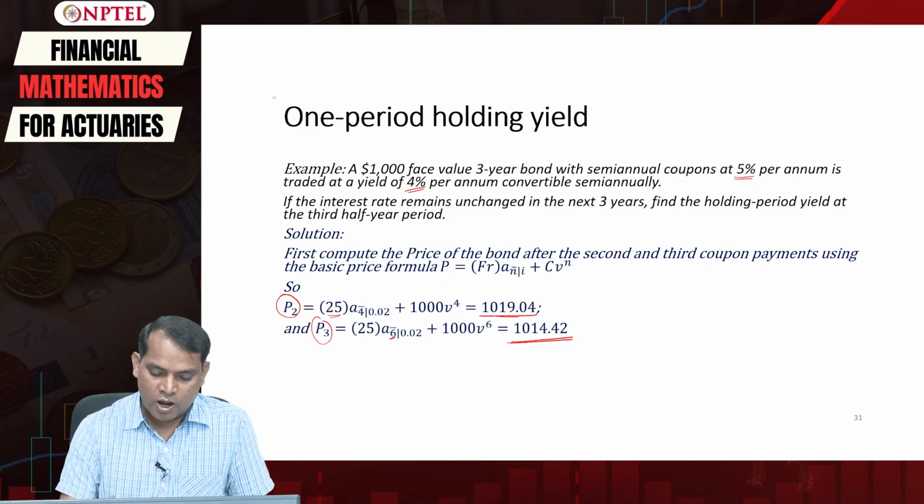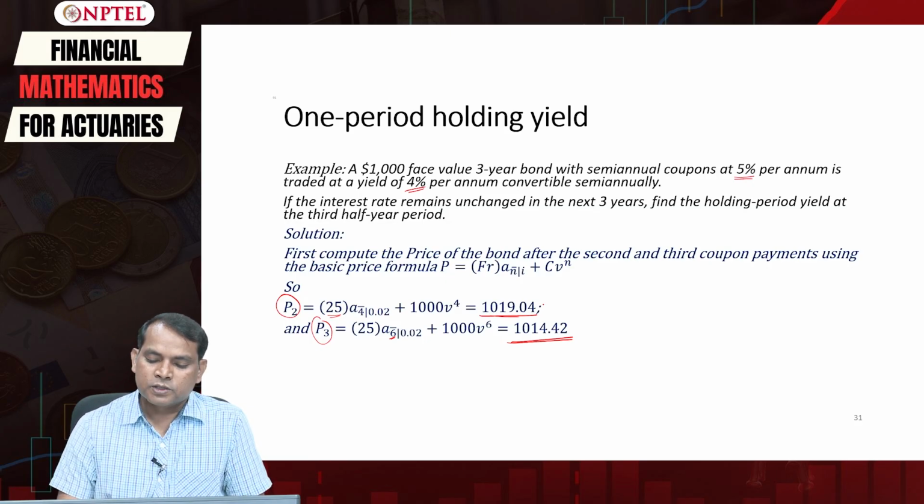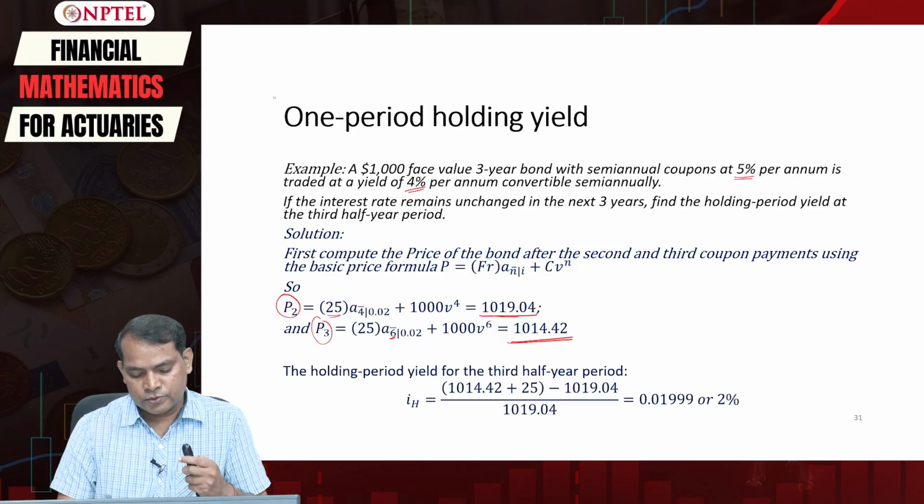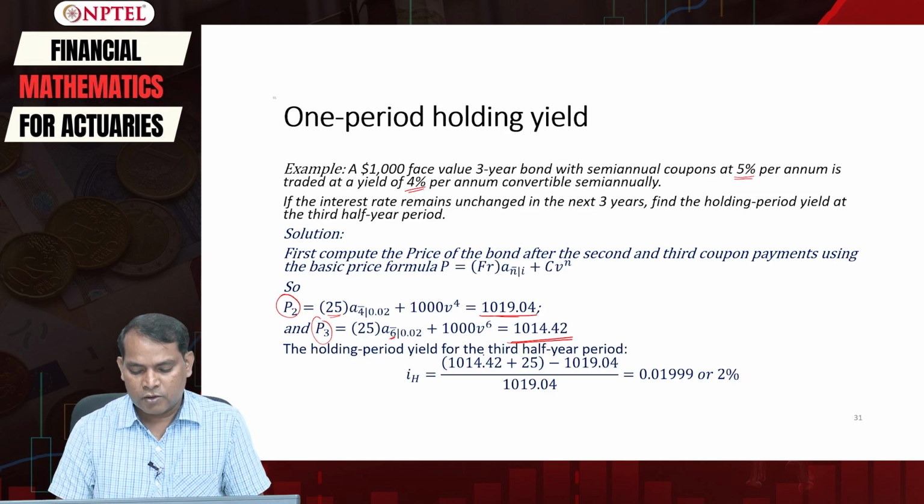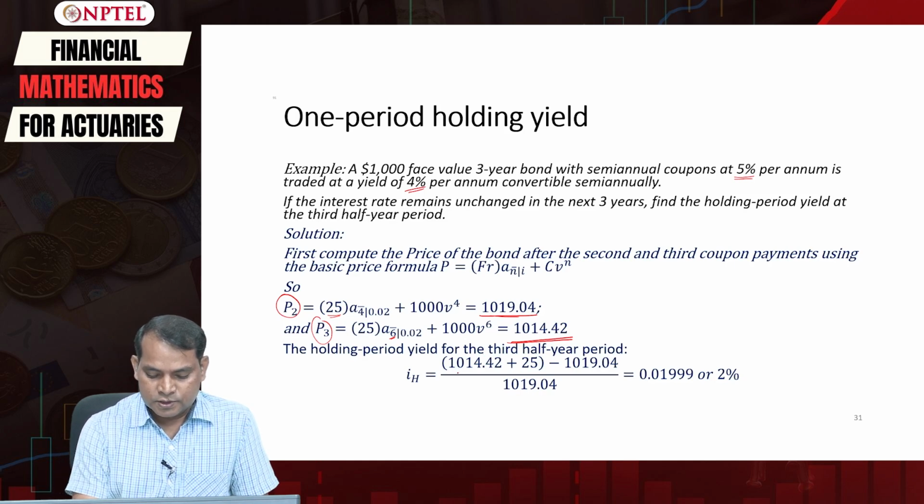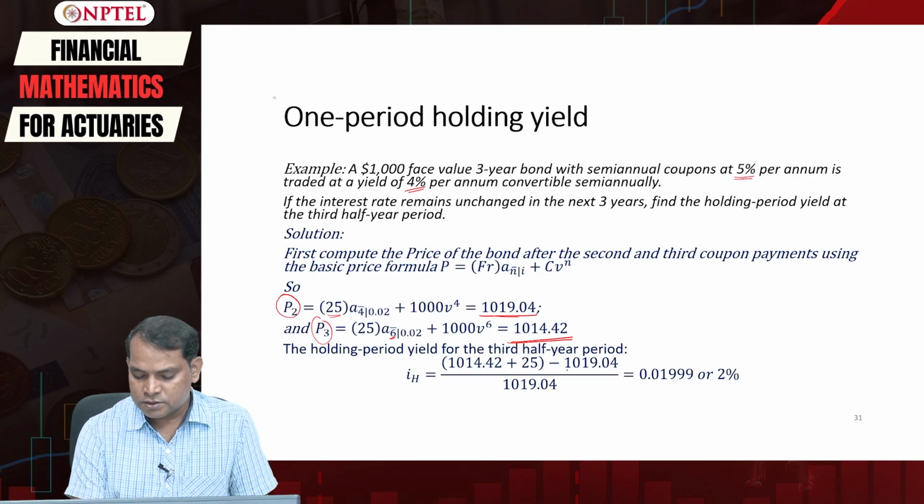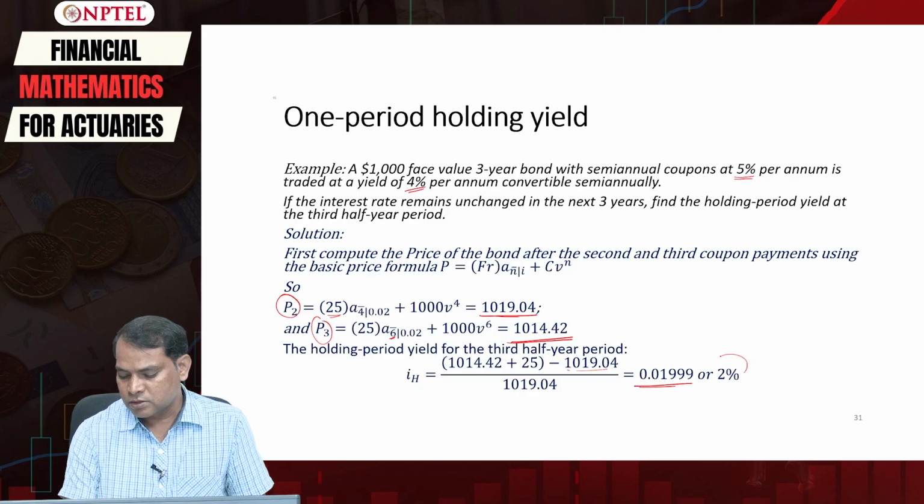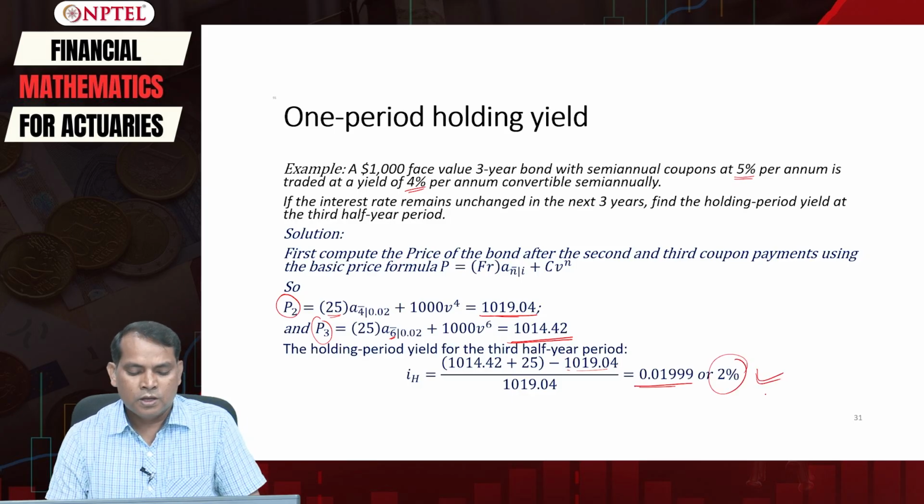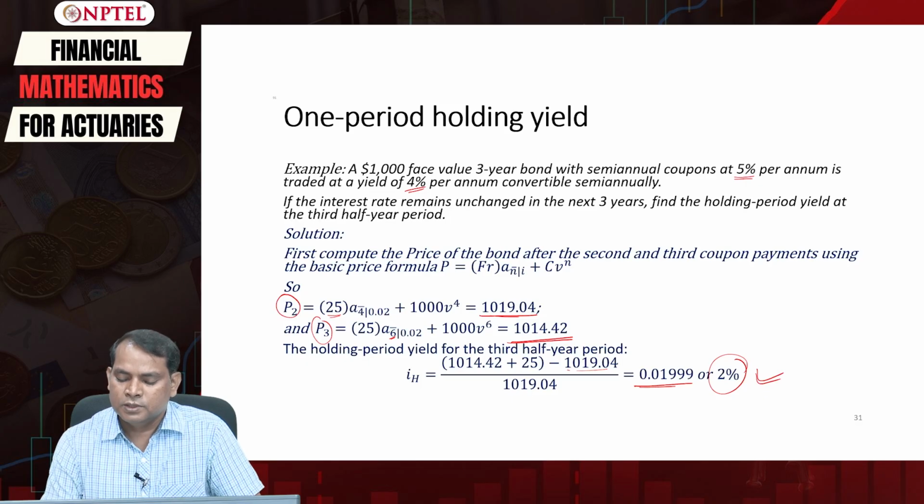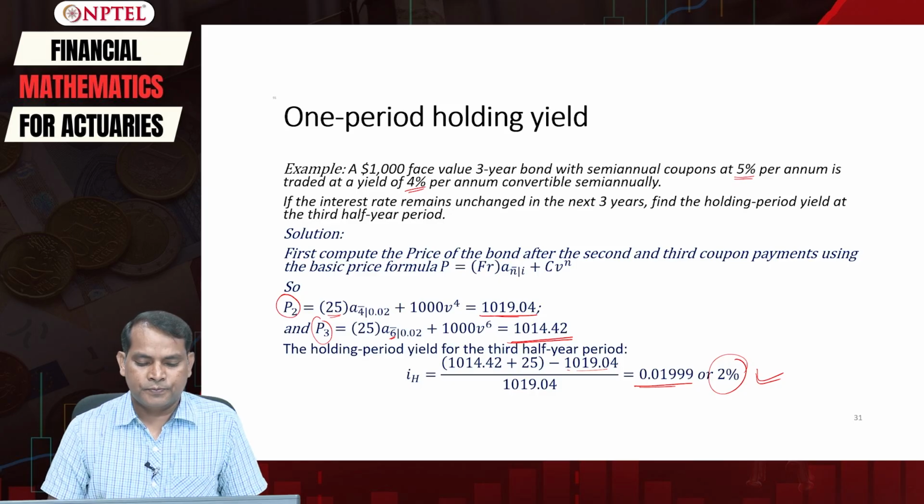1014.42. Now, after getting this P2 and P3, you can use the formula for the holding period and then we can easily compute it. The holding period yield for the third half year therefore is P3 plus the coupon minus P2, divided by P2. We will get this one, rounded up to 2%. So, the holding period yield is computed to be 2% for our problem here.